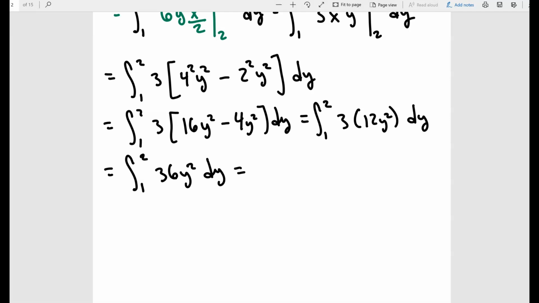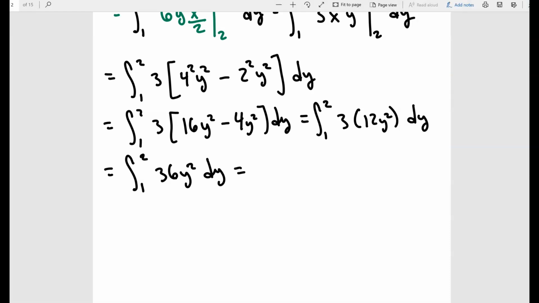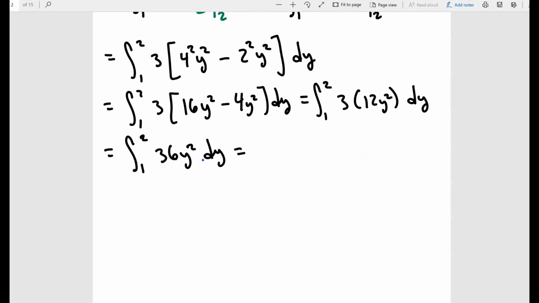Okay, now all I got to do is just take the integral of this, because now this is the integral that we can deal with. Now we only have y's. The way that you know that you did this right is that if in the end you only have dy, and if you have x's in there, you need to go back and do something, because you should only have one variable at the end.